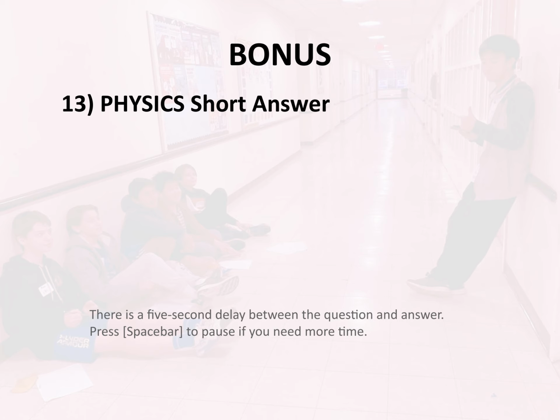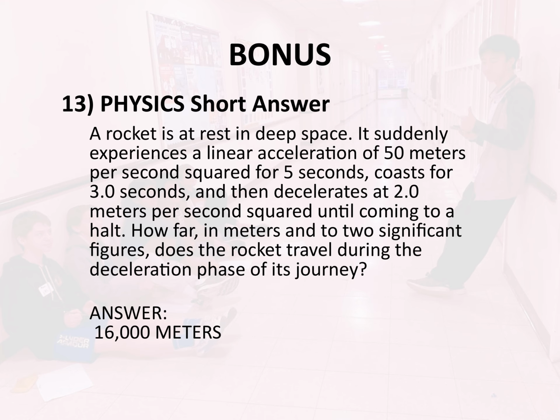Bonus 13. Physics. Short answer. A rocket is at rest in deep space. It suddenly experiences a linear acceleration of 50 meters per second squared for 5 seconds, coasts for 3.0 seconds, and then decelerates at 2.0 meters per second squared until coming to a halt. How far, in meters and to two significant figures, does the rocket travel during the deceleration phase of its journey? Answer: 16,000 meters.